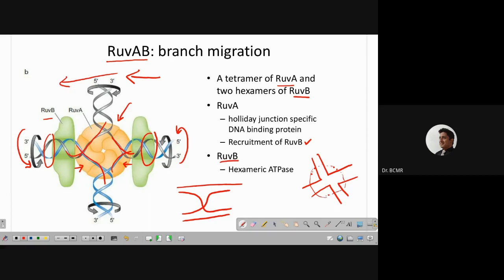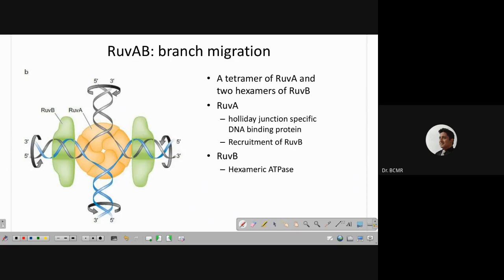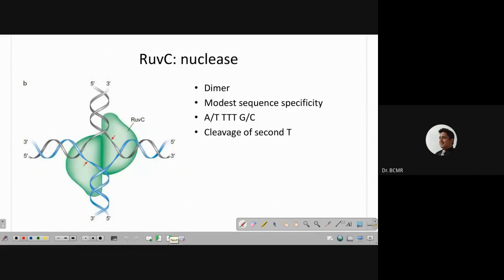So RuvB is a hexameric ATPase. It requires energy to rotate the DNA. It's an active process. Okay, there are ring-structure-like motor proteins, RuvB, that mediate branch migration. The next step is RuvC, which is the nuclease.